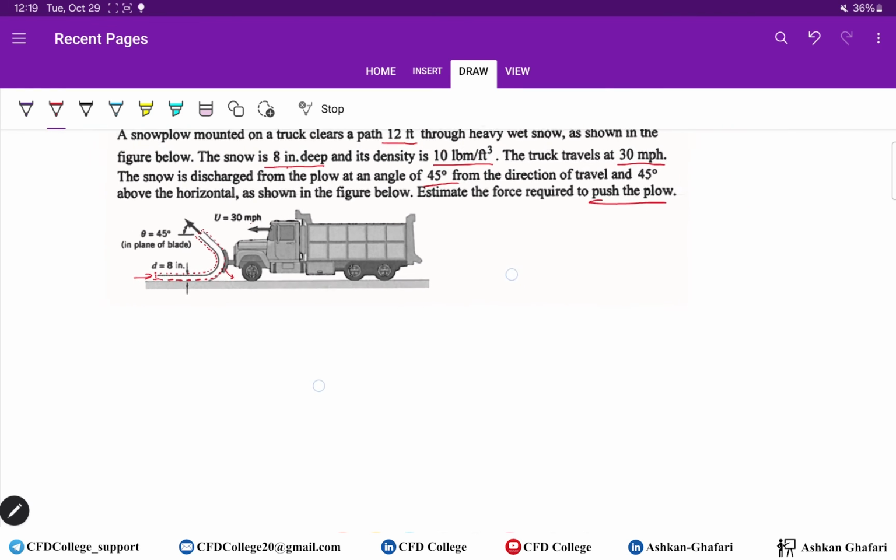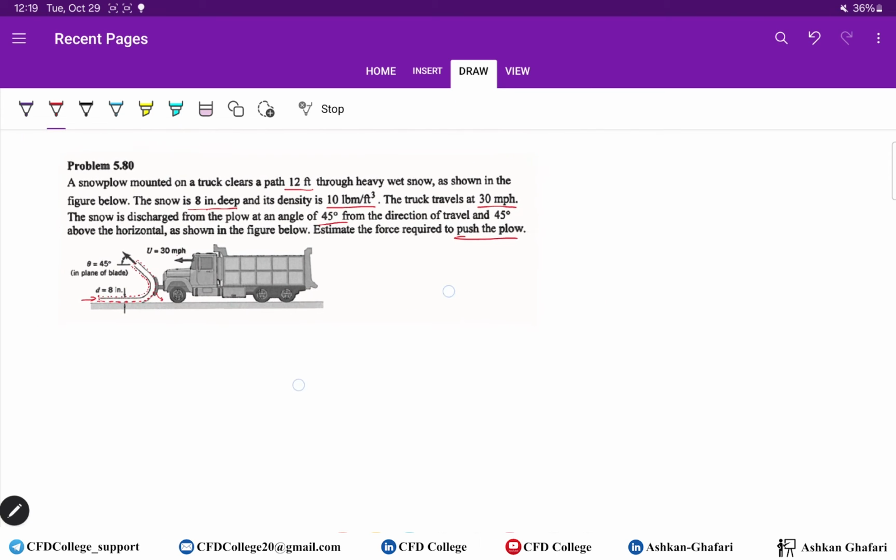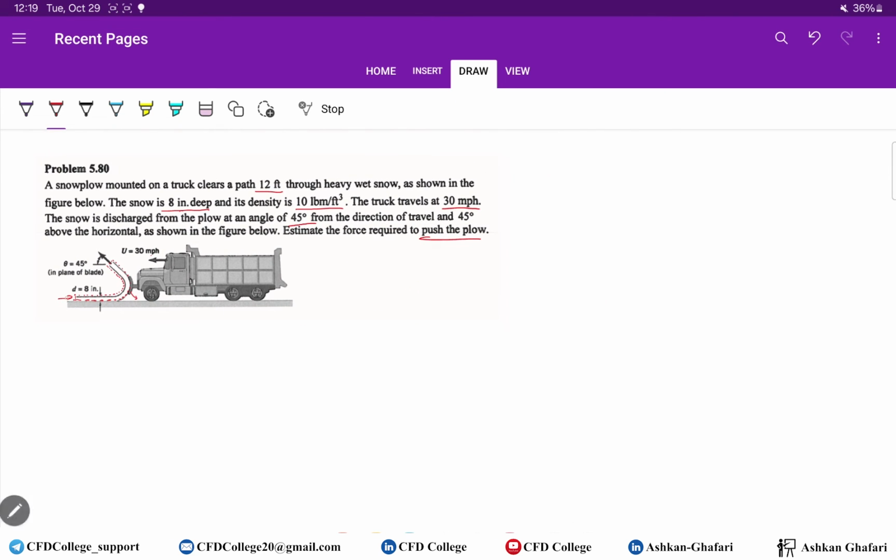But this is what happens with the snow. We have this inflow of the snow, and here is the outlet. So this is the control volume we have. But in this example, in this problem, the control volume is also moving with 30 miles per hour, and this is the direction.